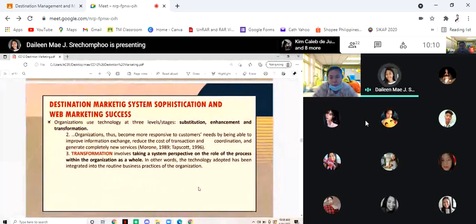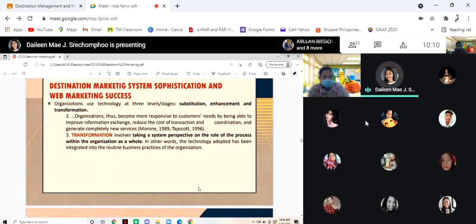Tapos, transformation involves taking a system's perspective on the role of the process within the organization as a whole. In other words, technology adapted has been integrated into the routine business practices of the organization. So, pag andito na tayo sa last stage, ibig sabihin, yung new technology at new systems ng DMS ay tool na na-adapt ng isang organization or napapractice na ng isang business ng maayos.